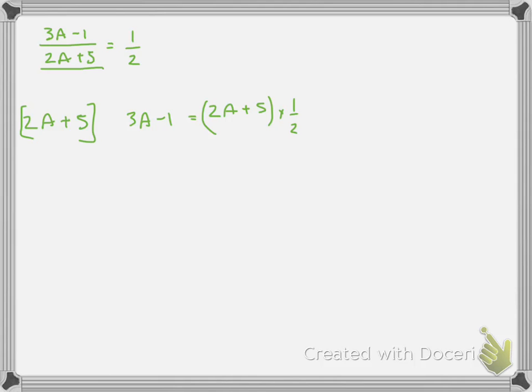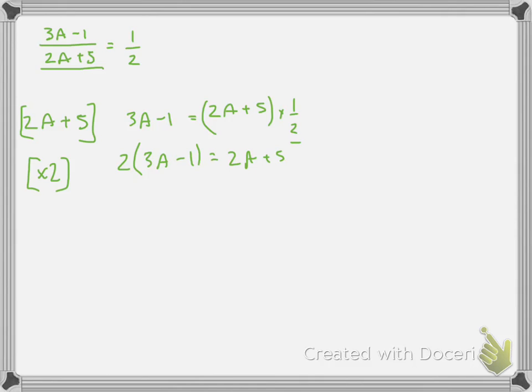Again, I don't like fractions on the right, so I might actually multiply both sides by 2 to get rid of the 2 on the bottom. So times both sides by 2. Left hand side now reads 2(3a minus 1), and the right hand side is just 2a plus 5.